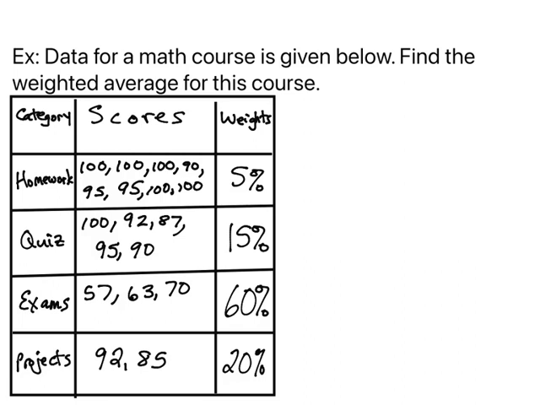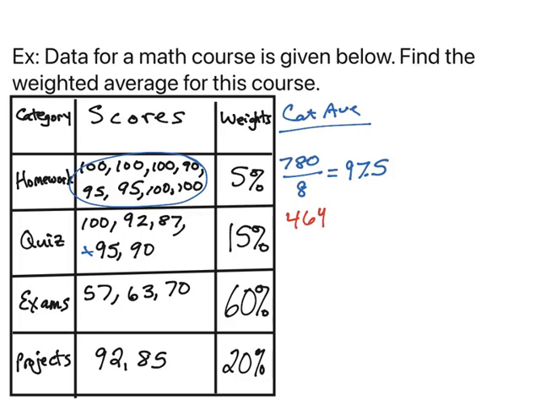So now our first step is to find our category average. So for the homework, we're going to add these together. So I need to add these 8 values. When I add them together, I get 780. There are 8 of them, so I divide by 8, and my category average is 97.5. For quizzes, I'm going to add all of these 5 numbers together. I'm going to get 464, divide that by the 5 numbers, and my category average for quizzes is 92.8. There are 3 exams. I add those together, I get 190, divided by 3. My category average for exams is 63.33.